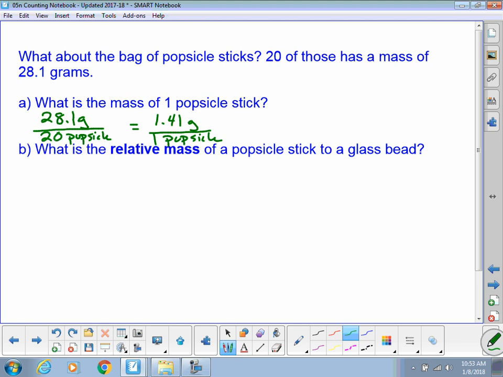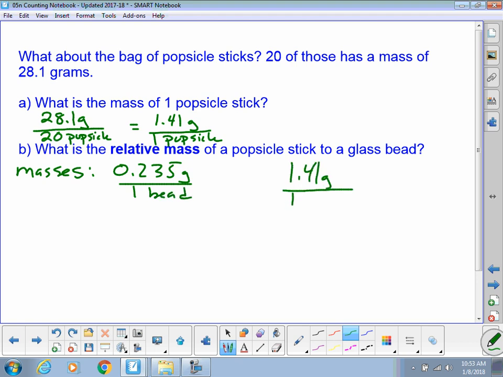So the masses that we're working with, we have 0.235 grams for one bead, and we have 1.41 grams for one popsicle stick. The smallest value is the one that we typically use when we're calculating relative values. So the smallest value that I have here is 0.235. So that's what I'm going to use to calculate my relative masses.